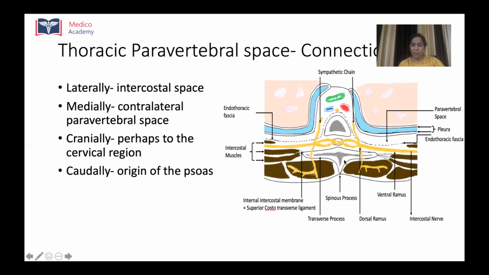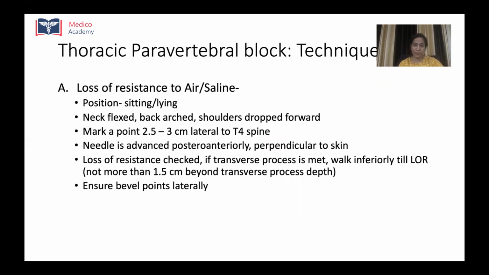So, coming to the paravertebral space, like we've already talked about the anatomy of the paravertebral space, what are the connections of this space? So laterally, it is connected to the intercostal space, as we can see. Medially, contralateral paravertebral space. Cranially, perhaps it goes to the cervical region. And caudally, it ends up at the origin of the psoas muscle.